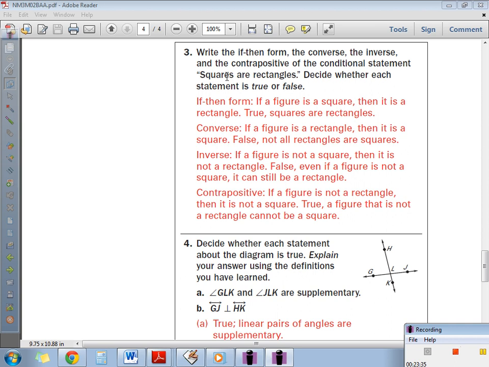So if they said squares comes first, it should be in the hypothesis. Converse comes along and it switches the original statement, so the rectangles will come first, followed by squares. They still have an if-then. Inverse will negate or take the opposite. So there's that negating word on that first word, square. Same thing on the second part, not a rectangle. Last part, contrapositive. You switch and you negate. So you say, if it is not a rectangle, remember rectangle is switched order, and then it is not a square, switched order again.